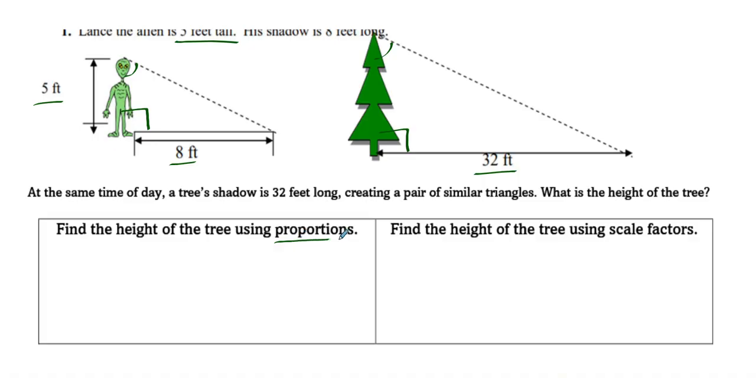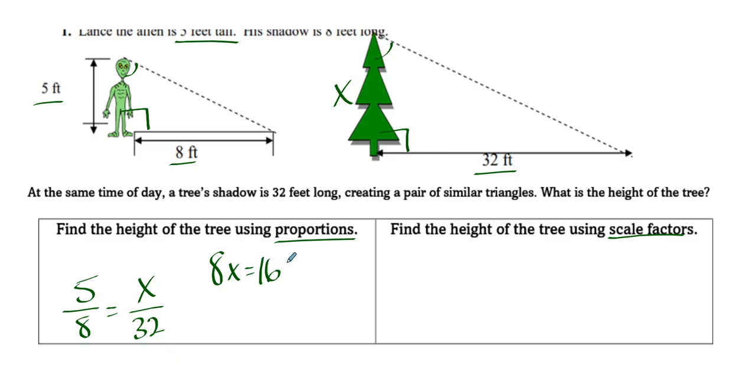I'm going to do this in both ways. I'm going to find a proportion that works for this and a scale factor. So the proportion is the height compared to the shadow, which is 5 over 8. Then height compared to the shadow is x over 32. So we cross multiply and get 8x equals 160. So x is 20. That's using a proportion.